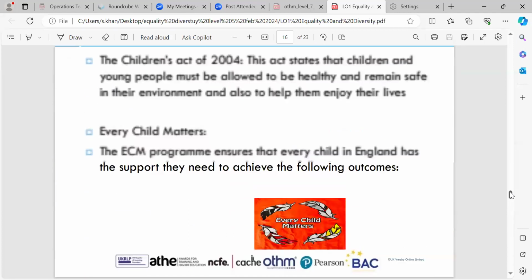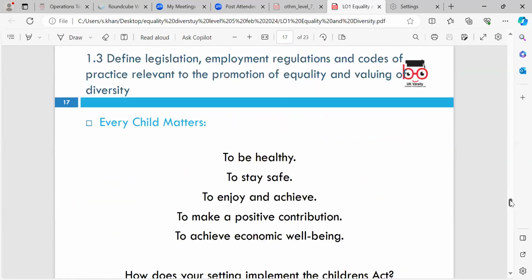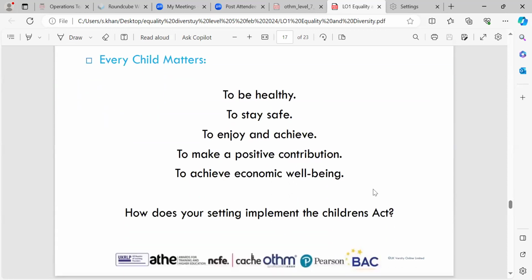So it is really important, this framework of Every Child Matters, and like we said, there's 5 concepts: to be healthy, to stay safe, to enjoy and achieve, to make a positive contribution, and to achieve economic well-being. Do you use this framework where you work, in your setting? I would say yes, because we're doing it again, either consciously or unconsciously.